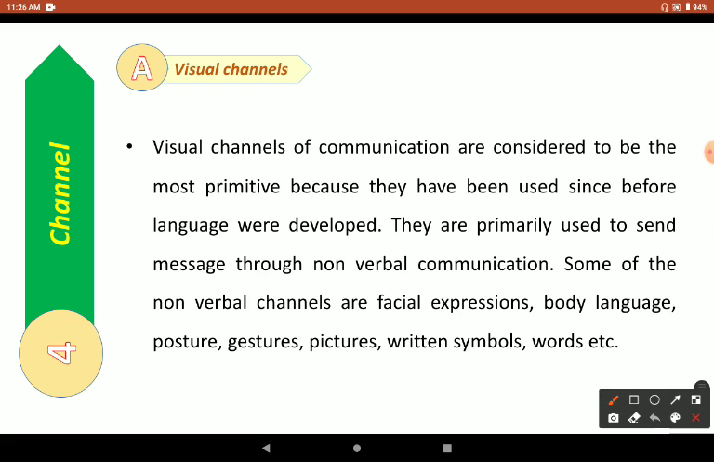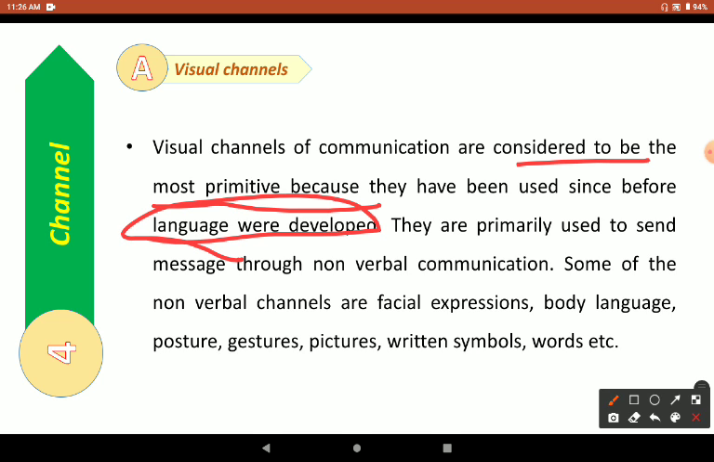By the name itself you can understand about it. Visual channels of communication are considered to be the most primitive because they have been used since before language was developed, isn't it? Means before language was there, people were communicating with each other by seeing only. So some of the non-verbal channels are facial expressions, body language, posture, gestures, pictures, written symbols and words, etc.